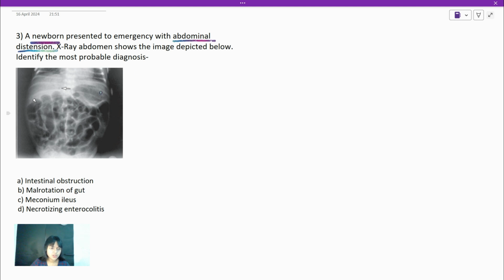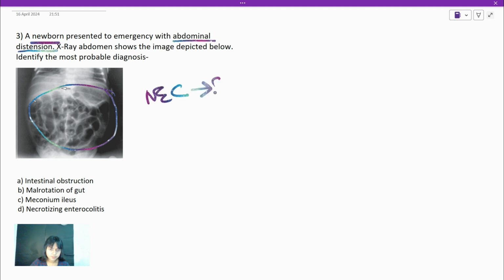Okay students, so here you see what is there in the X-ray. It's showing a bubbly like appearance, right? So this is, and you see the options. Look at the options: intestinal obstruction, malrotation, meconium ileus and necrotizing enterocolitis. So basically what will be the answer? This is a case of NEC.